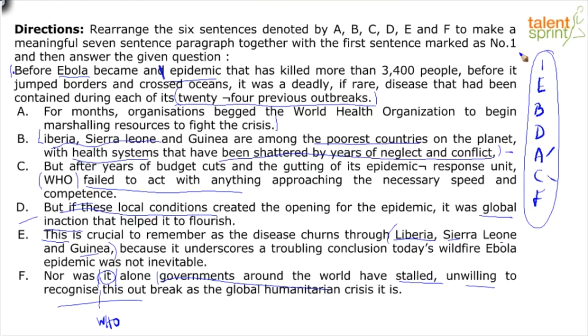Alright? So connecting sentences that have to go together are C, F. Why? Because F is making reference to WHO. Not only did they fail, governments around the world also failed. Again, A, C are connecting sentences; both are referring to action that WHO was asked to take but failed to take. D, A talks about the local conditions, but global inaction comes into play in D. The global inaction is your keyword, and you know it's addressing WHO. B, D, everything is kind of interlinked.